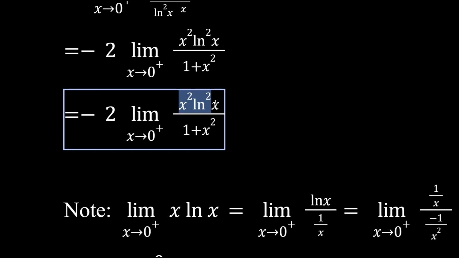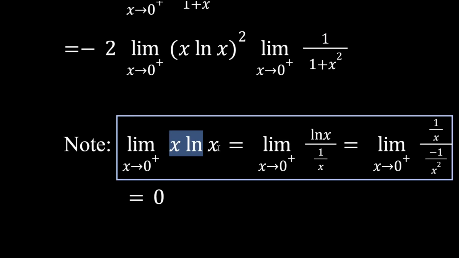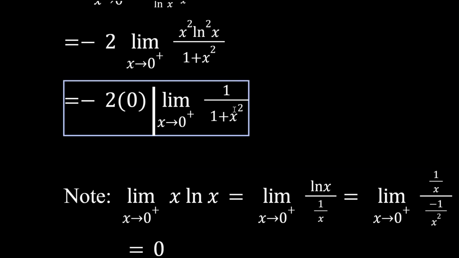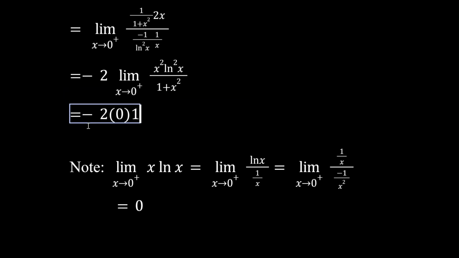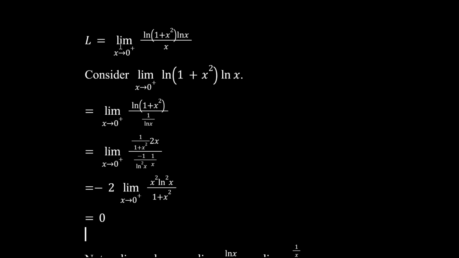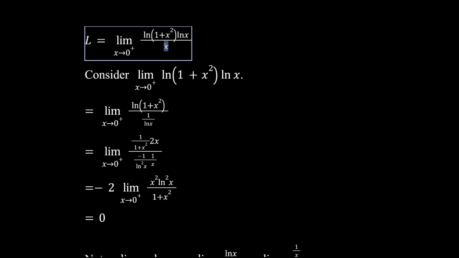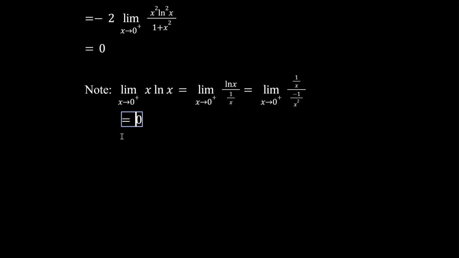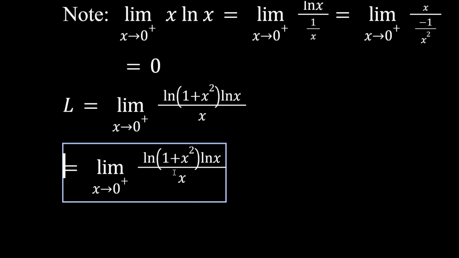But if you look carefully, it's because you have something like this. And this limit goes to 0, and the other limit is just 1, right? 1 on 1 plus x squared would just be 1 as x goes to 0. So clearly this thing is 0. Great, so now we know the limit the numerator goes to is 0. And that's perfect because the bottom also goes to 0, right? x goes to 0. So we can apply L'Hopital's rule now to our original limit.